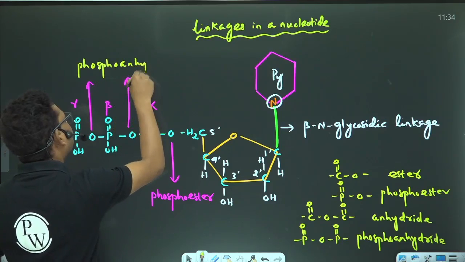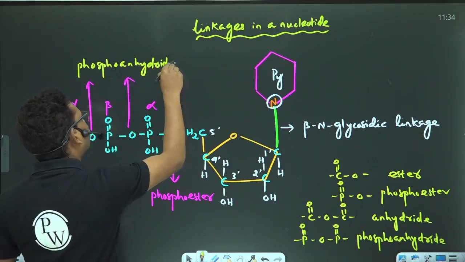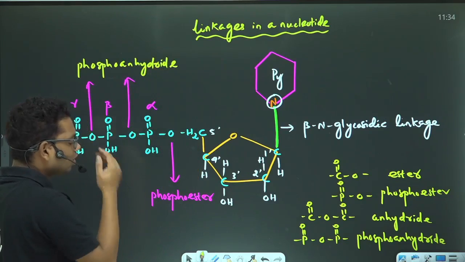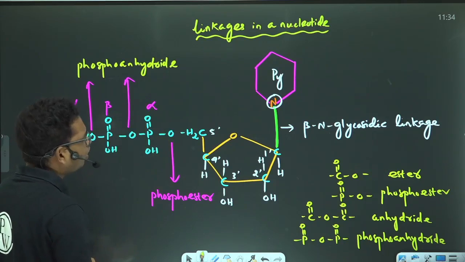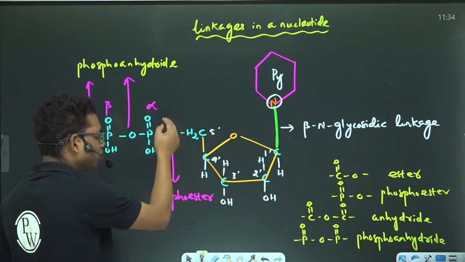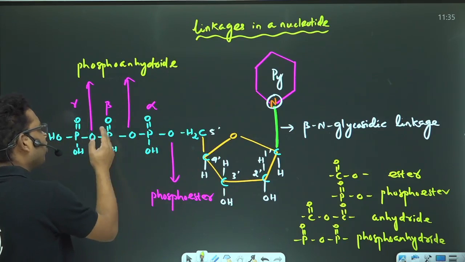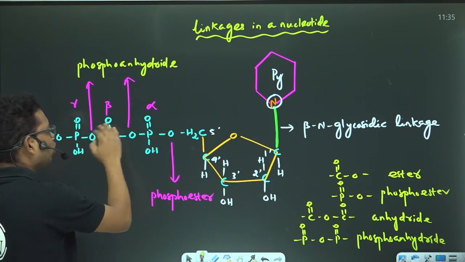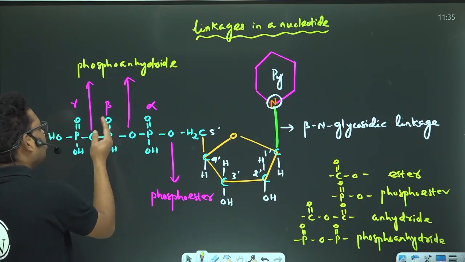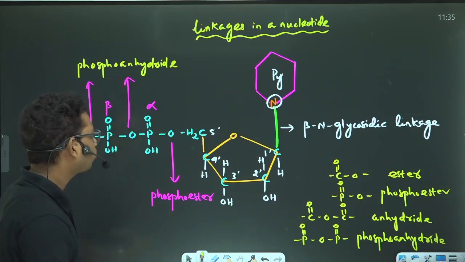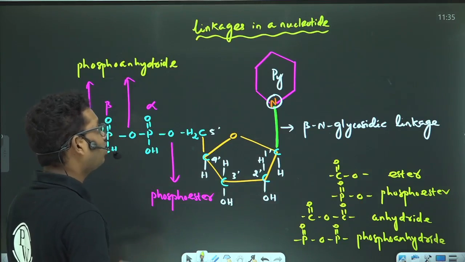So from here, one thing you came to know is that in a nucleotide, the linkage between the alpha phosphate and the carbon is a phosphoester. Between alpha and beta, it is phosphoanhydride, and between beta and gamma, it is again a phosphoanhydride linkage. So these are the linkages in the nucleotide.